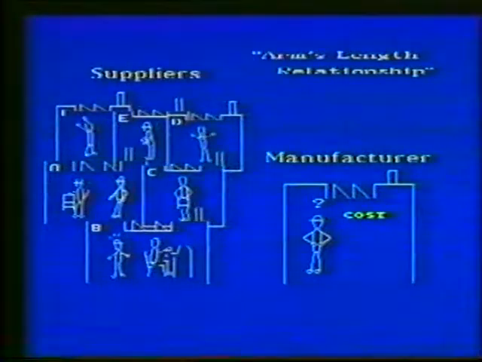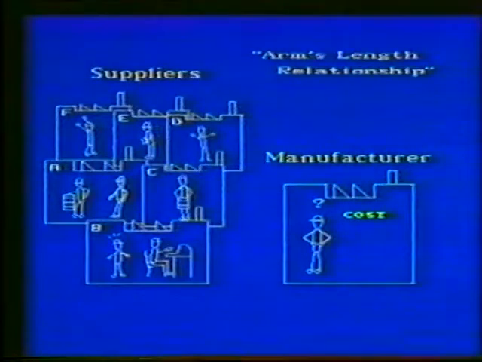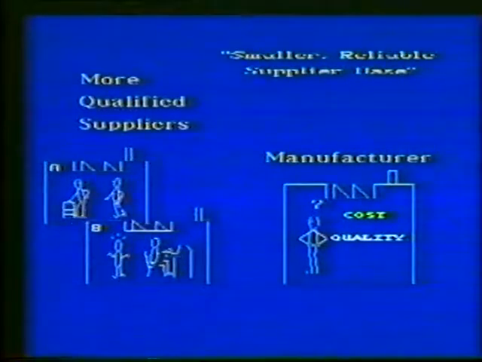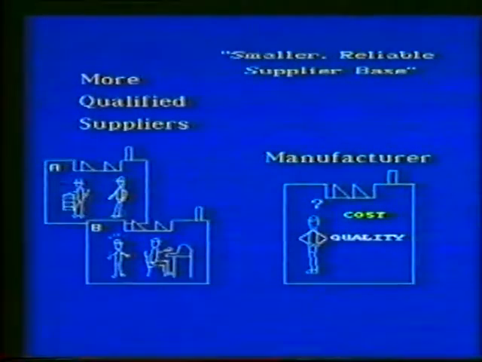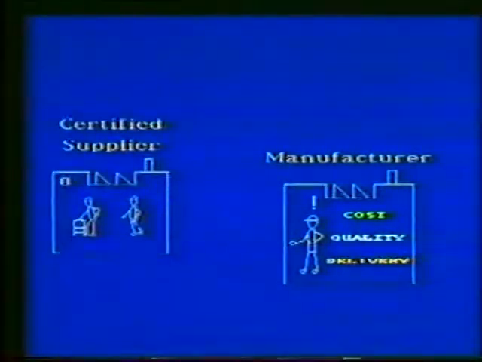Thus, the traditional arm's length relationship based primarily on price is changing. Manufacturers should view their suppliers as an extension of their own factory. Development of a fewer number yet more reliable supply base becomes a natural consequence of these efforts.